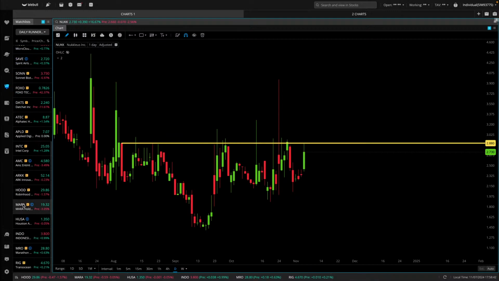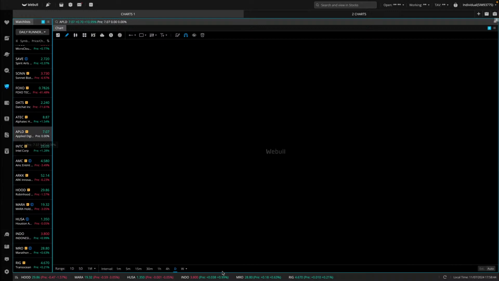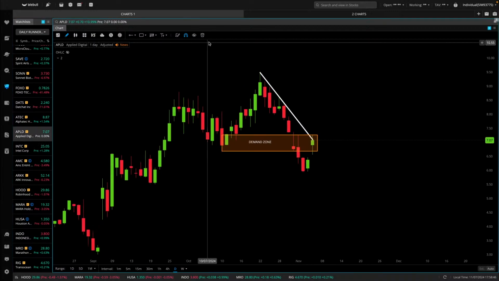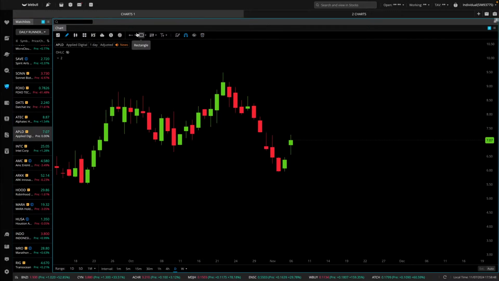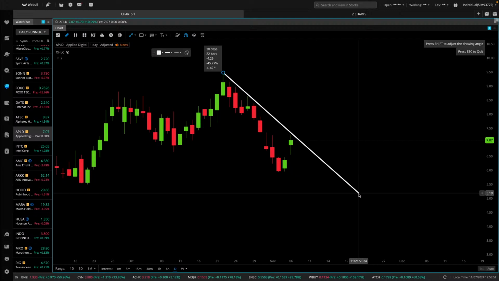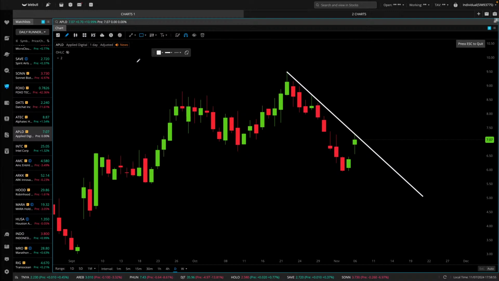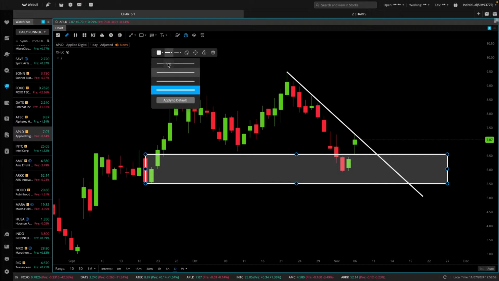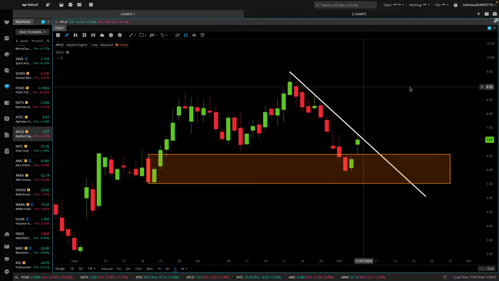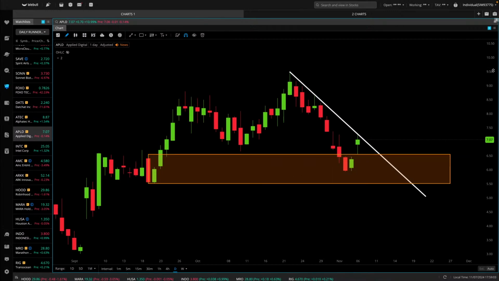APLD, this is a nice play long term in my opinion. APLD is here. Right now we are in a downtrend, unfortunately, but just something like this looks good. Reversing right off this perfect demand zone I see here. Cool. Yeah, looks good.